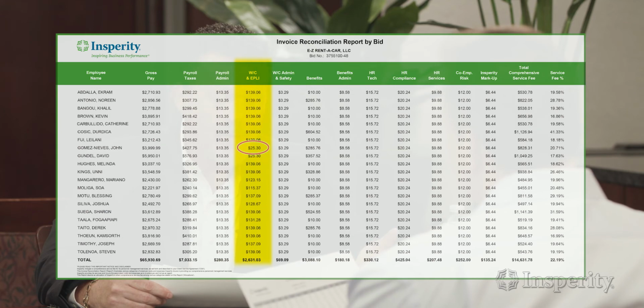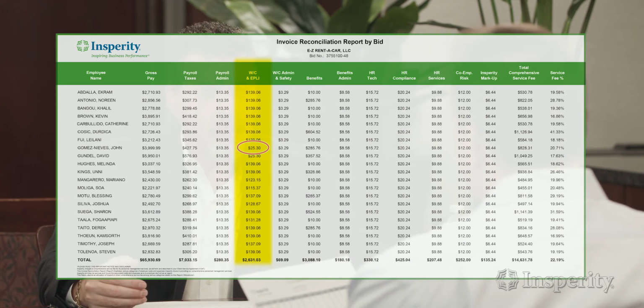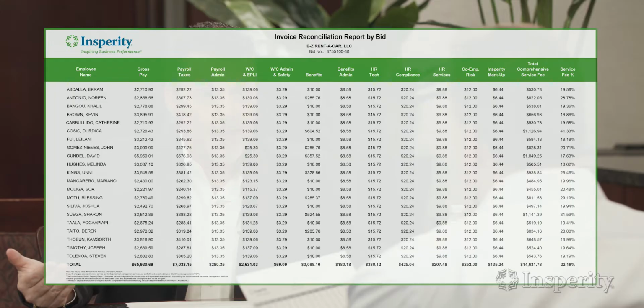Okay. So if you have an employee that's in an 8810 code, which is a clerical type position, it's going to be less expensive per payroll or per gross pay versus a person that's working in your warehouse. Their risk of having an injury is higher. Therefore, the cost in workers' comp is a little bit higher.